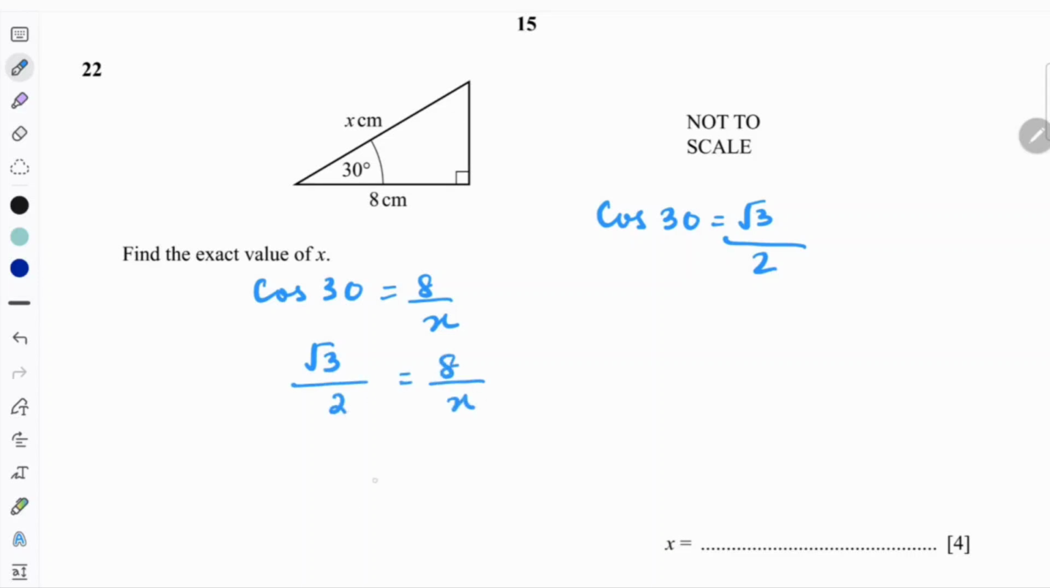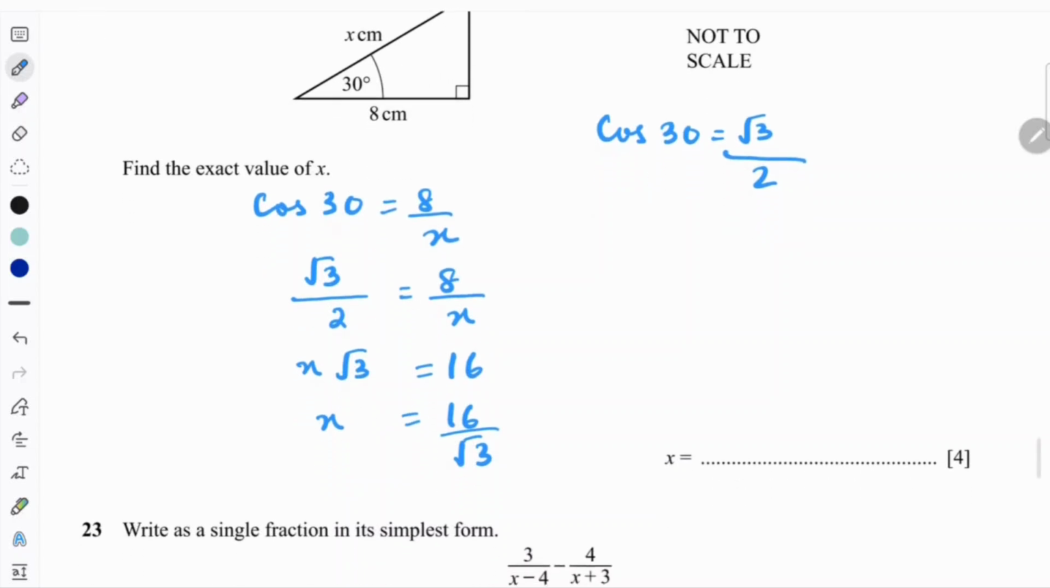Cross multiply. x square root 3 is equal to 8 times 2, which is 16. x is equal to 16 upon square root 3, and we rationalize. That will become multiplying by square root 3 upon square root 3. So that is 16 square root 3 upon 3.